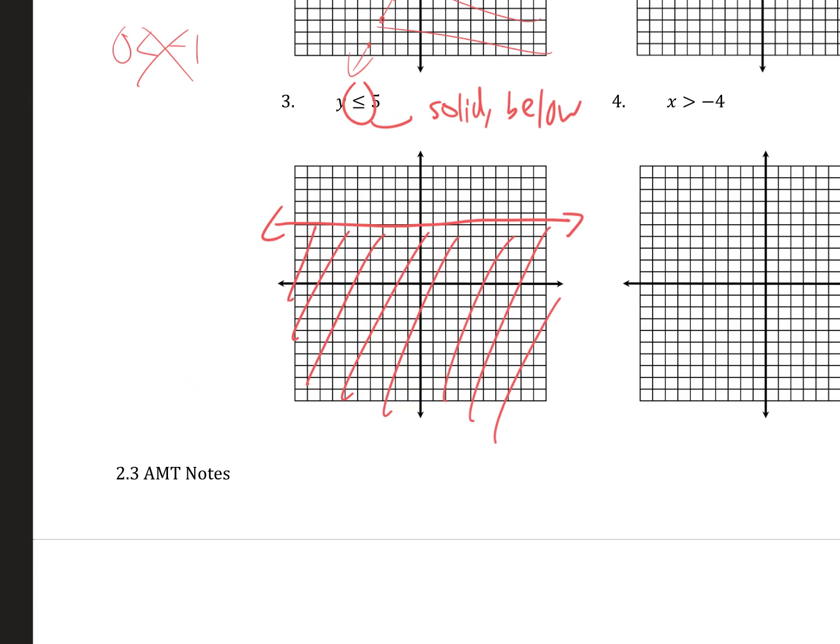Nice. Okay, remember, if you need to go back and review that: y equals a number is going to be a horizontal line, okay? And x equals a number is going to be a vertical line, okay? Make sure you remember that.